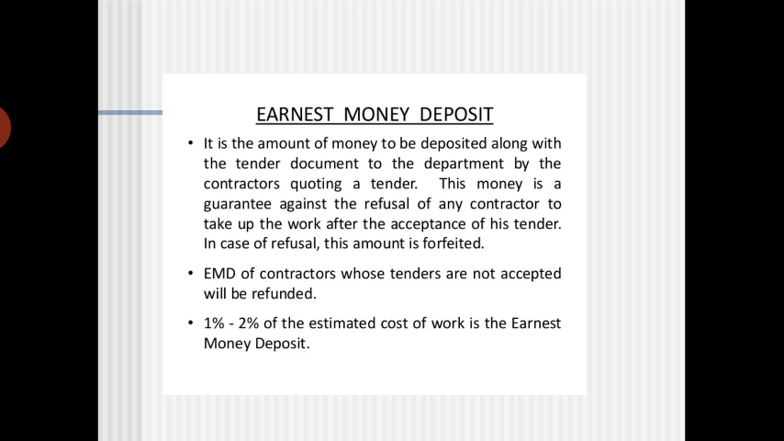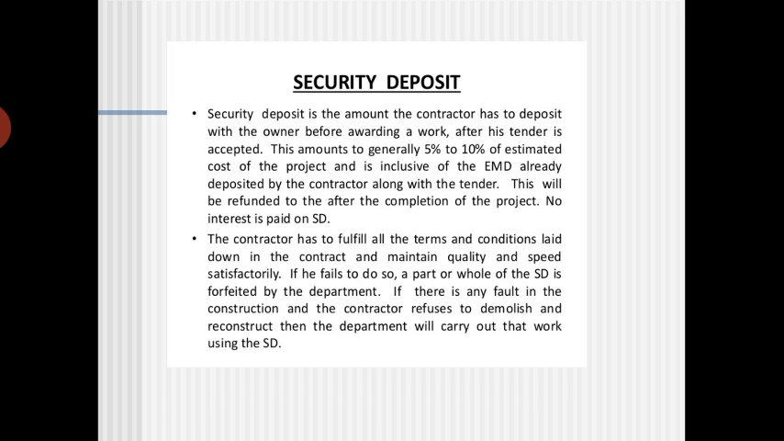So 1 to 2% of the estimated cost of the work is the earnest money deposit. They will go for 1 to 2% of the work as the earnest money deposit. Then security deposit. Security deposit is the amount the contractor has to deposit with the owner before awarding the work, after his tender is accepted.